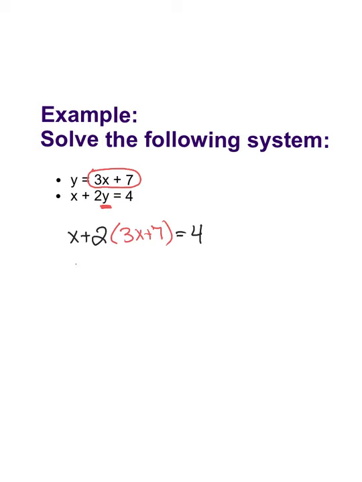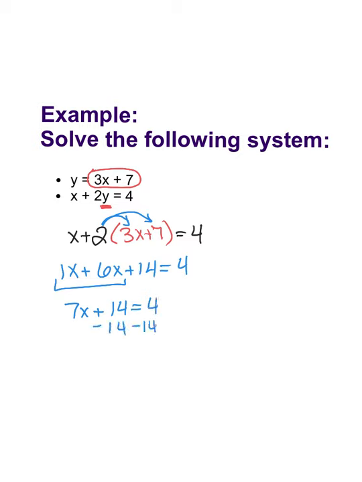Now I'm going to solve. So here, to get rid of my parentheses, I need to distribute. 2 times 3x is 6x. 2 times 7 is 14. Now I'm going to combine like terms. 1x plus 6x is 7x, plus 14 equals 4. I'm going to minus 14 from both sides. So I get 7x equals negative 10. I'm going to divide both sides by 7. That doesn't divide, so I'm just going to leave it as negative 10 over 7.